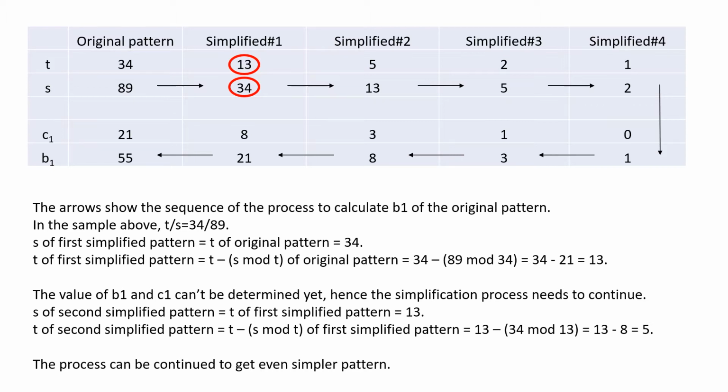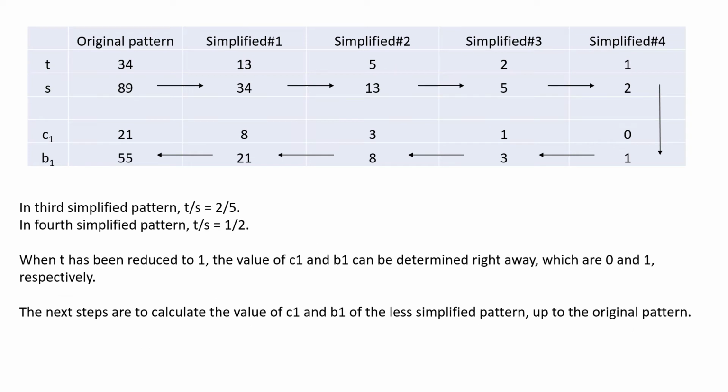S of second simplified pattern equals T of first simplified pattern, which is 13. T of second simplified pattern equals T subtracted by S mod T, of first simplified pattern, which equals 13 subtracted by 34 mod 13, which equals 13 minus 8, which equals 5. The process can be continued to get an even simpler pattern. In third simplified pattern, T over S equals 2 over 5. In fourth simplified pattern, T over S equals 1 over 2.